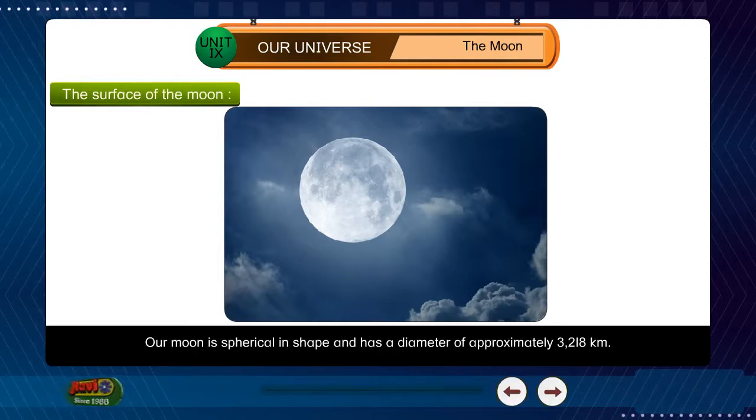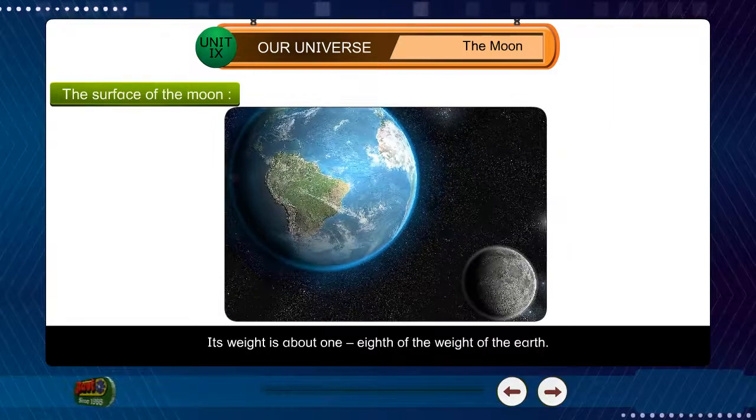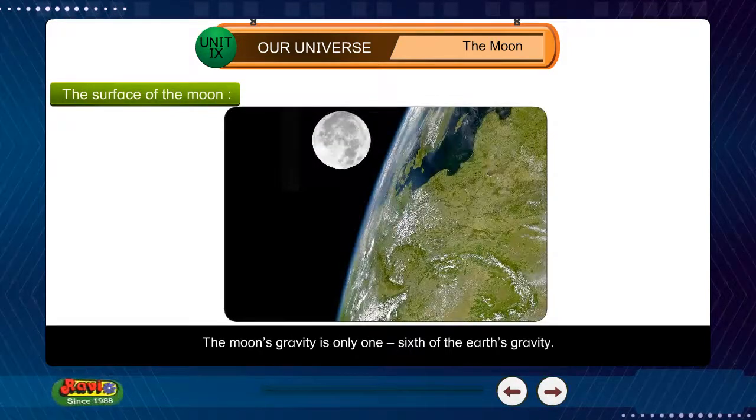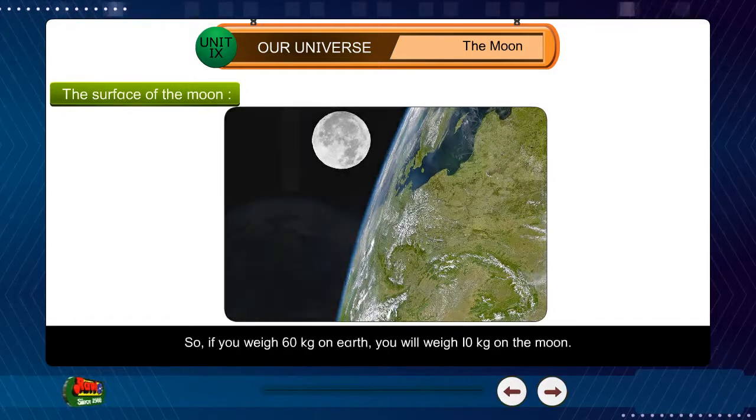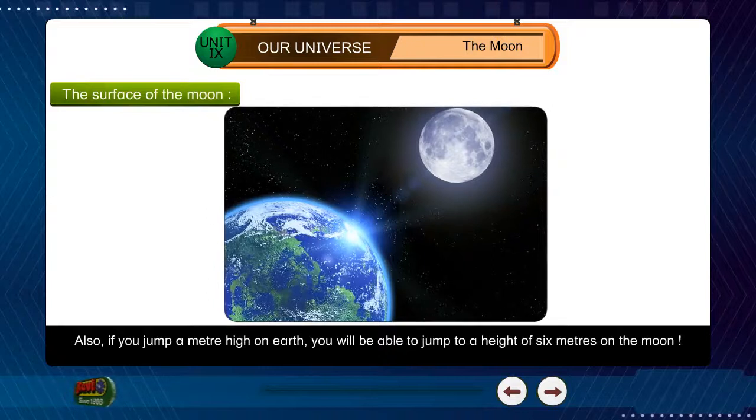Our moon is spherical in shape and has a diameter of approximately 3,218 kilometers. It is nearly 1/4 of the size of the Earth. Its weight is about 1/8 of the weight of the Earth. The moon's gravity is only 1/6 of the Earth's gravity. So, if you weigh 60 kg on Earth, you will weigh 10 kg on the moon. Also, if you jump a meter high on Earth, you will be able to jump a height of 6 meters on the moon.